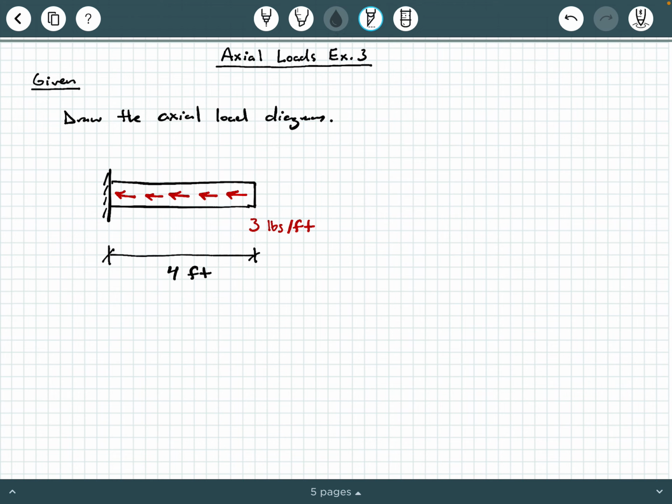And here we have an axially loaded bar that is subject to a uniformly distributed axial load of 3 pounds per foot, and the whole bar is 4 feet long. And at the left end, we have a fixed connection. I'm going to go ahead and give this fixed connection a name. I'm going to call it A.